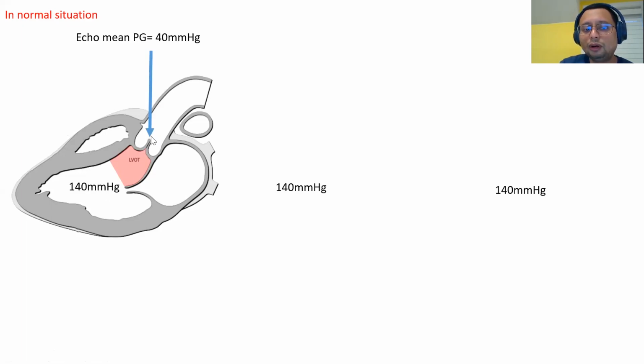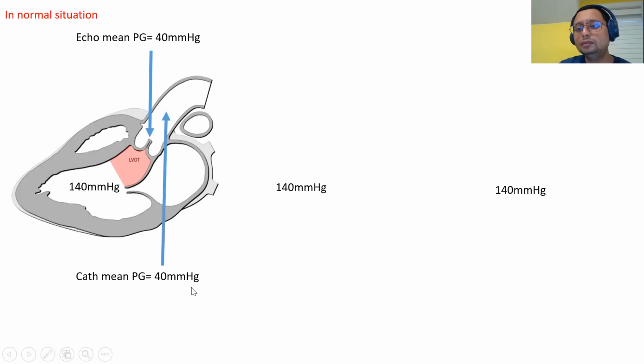So there is a drop of 40 millimeter of mercury pressure here. When you go from here to here, because the potential energy has been converted into kinetic energy, you have the drop of 40 millimeter mercury. So that is what you measure here. Now, in a patient that doesn't have pressure recovery, the catheter will measure distally here. The catheter measurement should also be the same, 40 millimeter mercury in terms of the gradient.